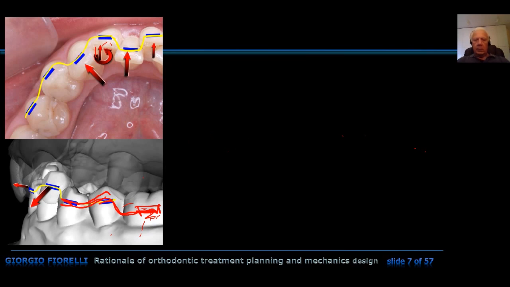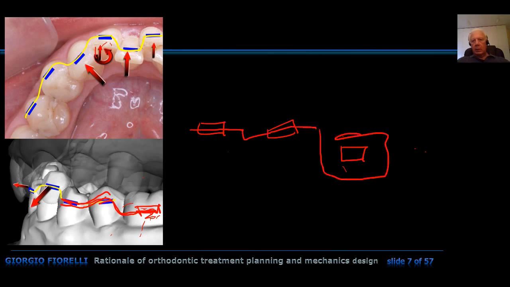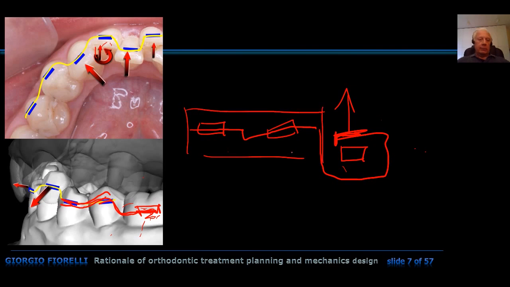If you need to work with the box loop or rectangular loop, you may have a wire which is passive here, and then you make your rectangular loop for delivering this force. The advantage of thinking in this way is that you can really focus on the tooth you want to move and apply the right force system, apply the right wire, and solidarize together the group of teeth that, at least at the beginning or forever, you don't want to move.